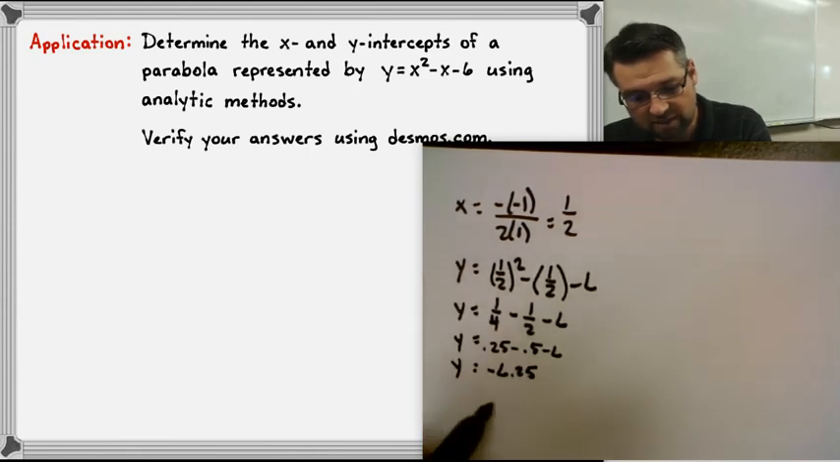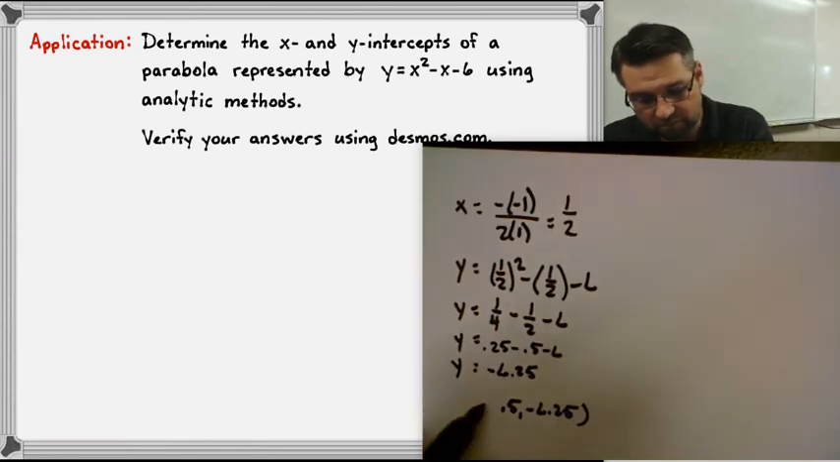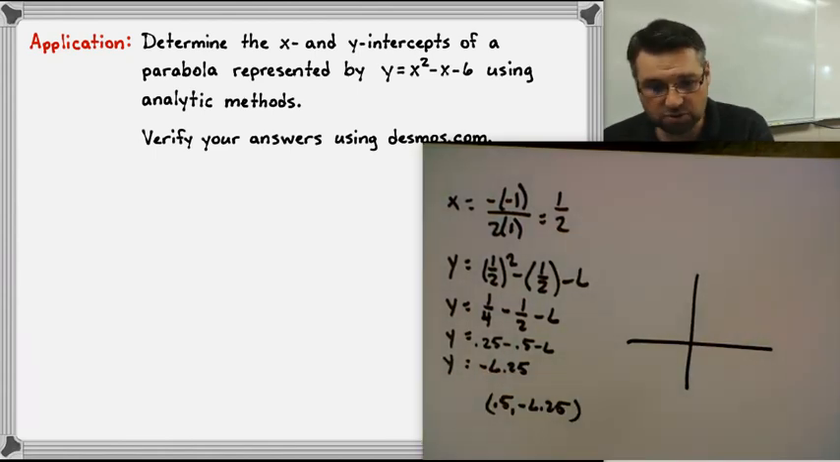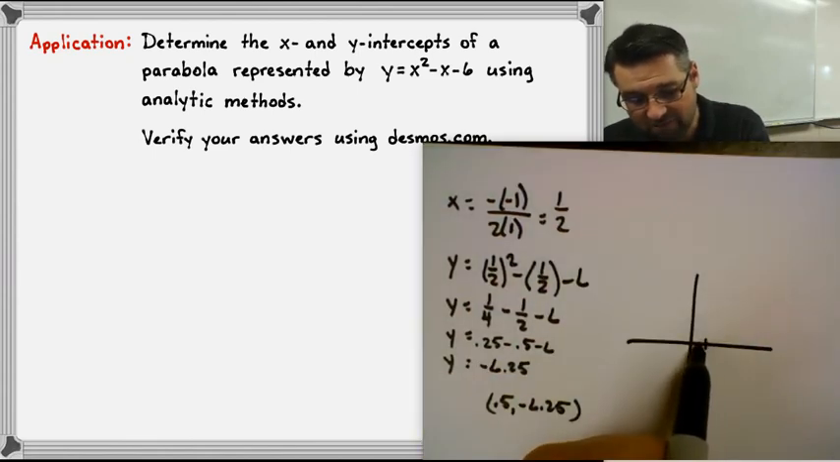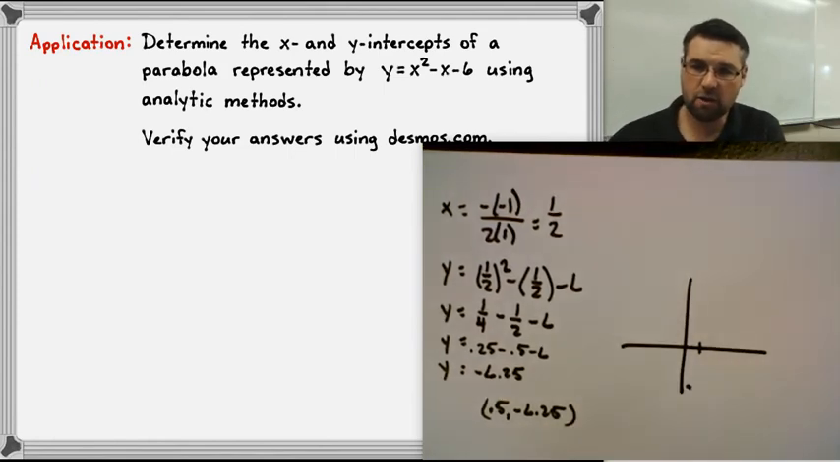So my vertex is going to be 0.5, the 1/2 is 0.5, comma negative 6.25. And then from here, when I go to graph it, it gets really gross because I got to go to the right 1/2 and then down 6 1/4. That gets really weird. And to follow a slope pattern after that makes it a little bit more difficult. So this example is not a good example to graph and then find x-intercepts. That's why it's telling us to solve it analytically.